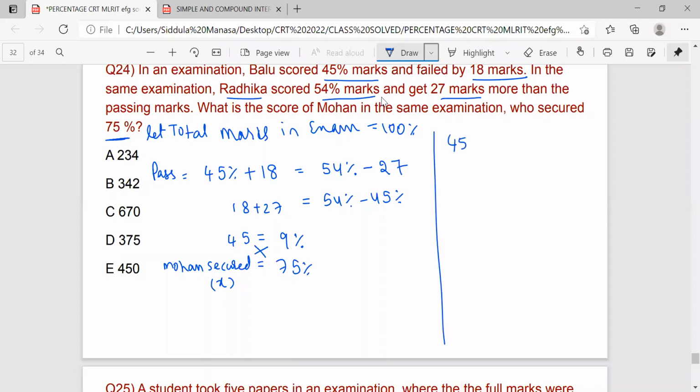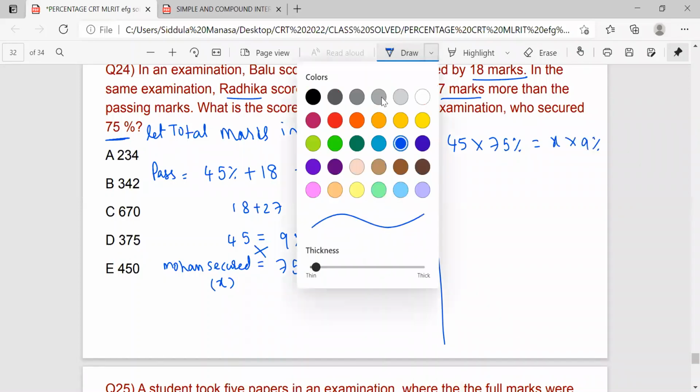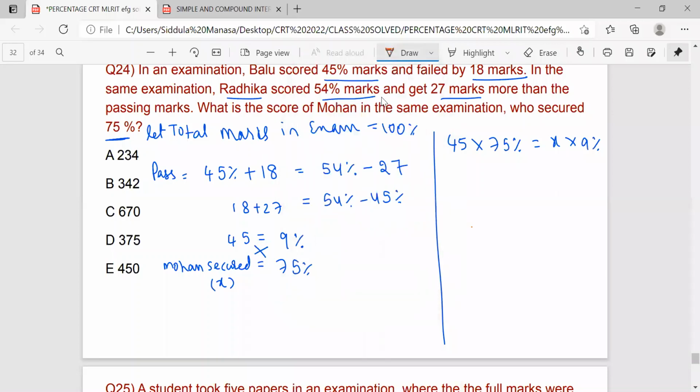So 45 into 75% is equal to X into 9%. The percentage cancels. 9 ones are 9, 5 fives are 25, 5 sevens are 35 plus 2, 37. So Mohan secured in that examination X marks, which is nothing but 375 marks.